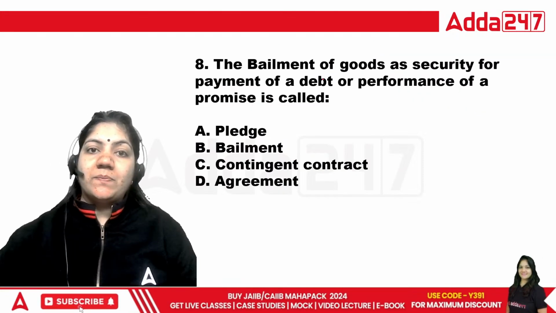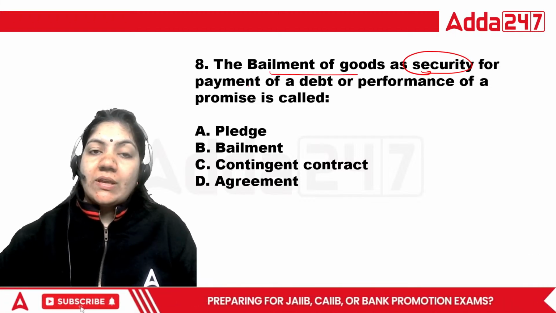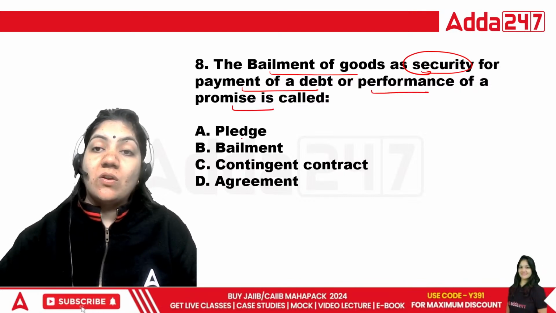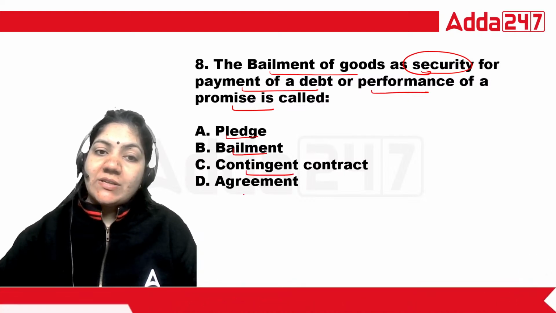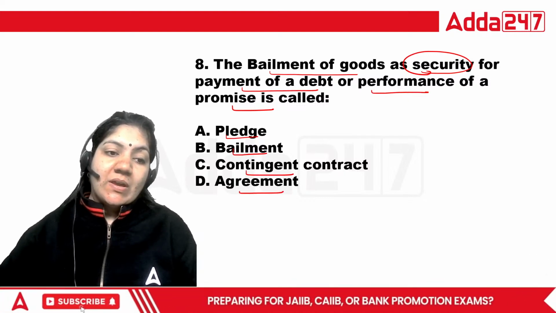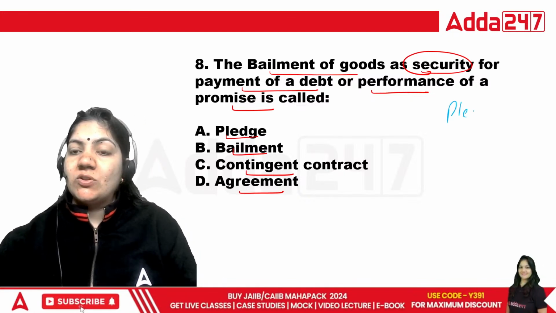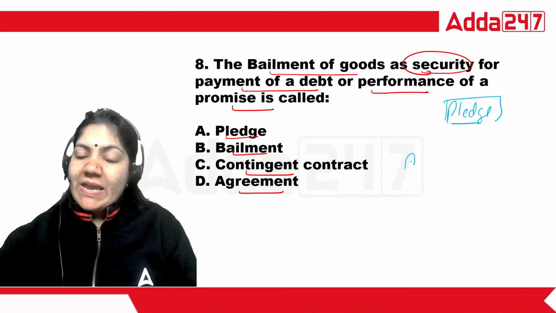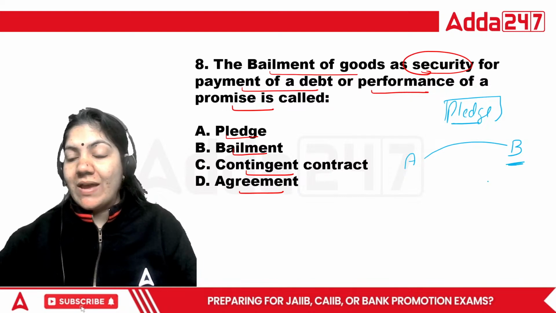The next question. The bailment of goods as a security for the payment of a debt or the performance of a promise is called what? Pledge, bailment, contingent contract, or agreement. So if I give you one word, that is called pledge. So in the pledge, what will happen? In the pledge, person A delivers the things to person B as a security.